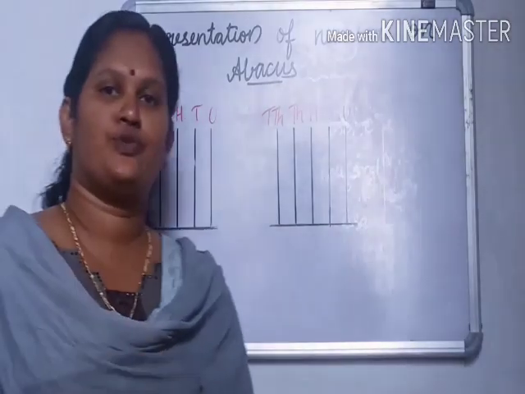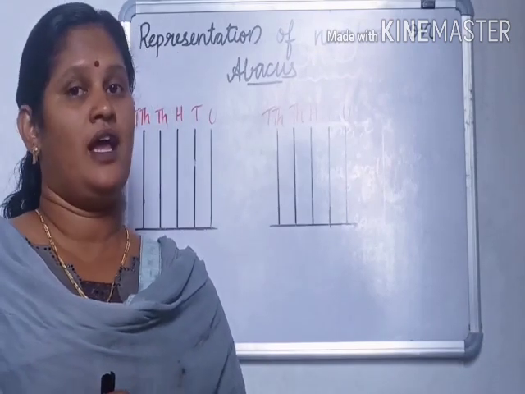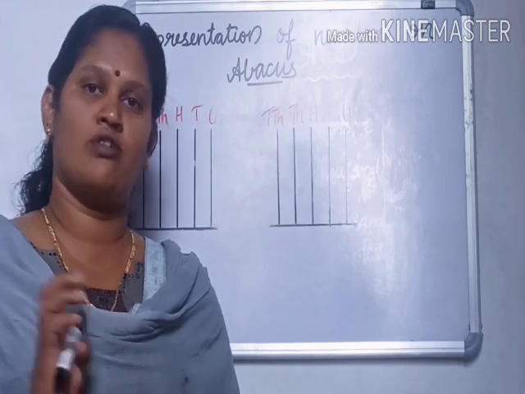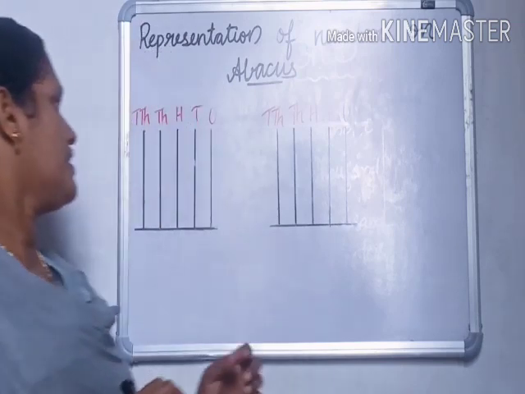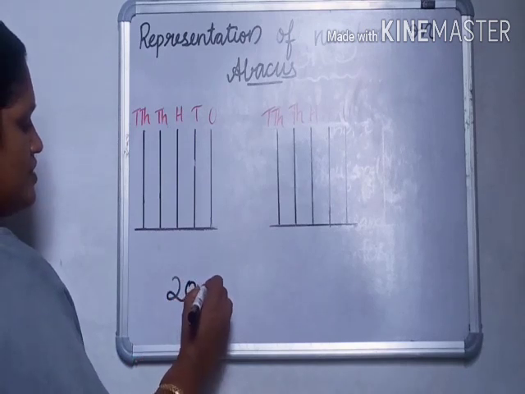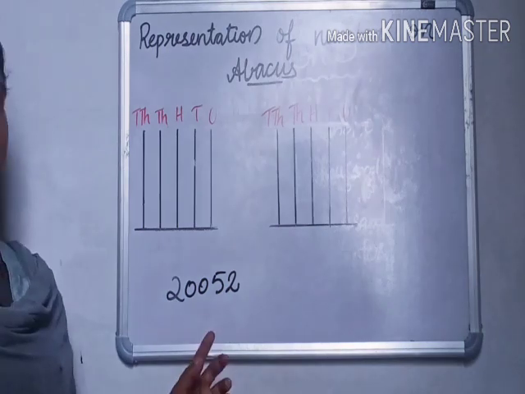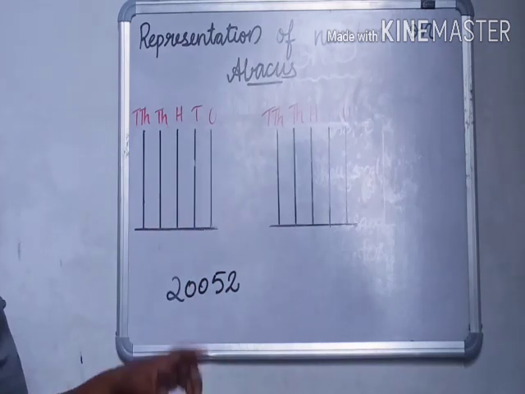Next we are going to discuss the representation of numbers on abacus. In our smaller classes we already learned that. Here one example, 20,052. How do we represent this number on abacus?